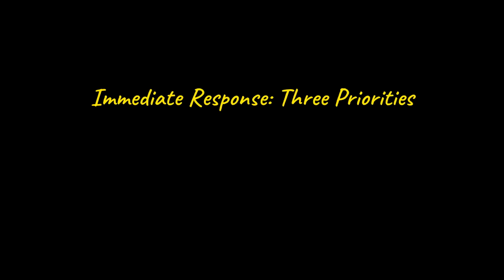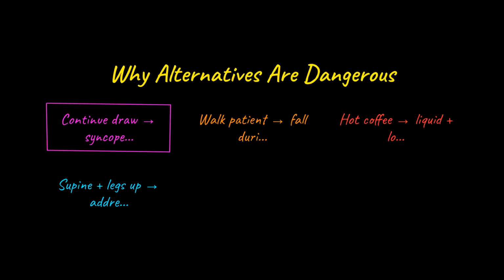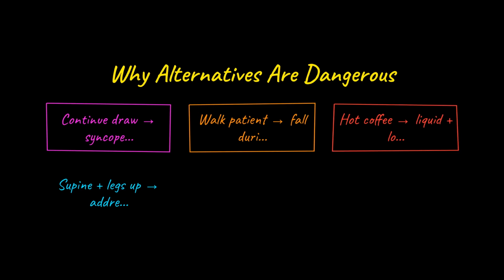The response runs in order: stop the draw, safely withdraw the needle with gauze pressure, then recline the chair and raise the legs. Reclining to supine and elevating the legs restores venous return to the heart and supports cerebral perfusion through the position change alone. The wrong answers feel intuitive, but each adds risk. Continuing the draw invites full syncope. Walking the patient risks a fall during ambulation. Hot coffee introduces a burn hazard with no physiologic benefit. Only reclining with leg elevation addresses both the autonomic reflex and the fall risk simultaneously.